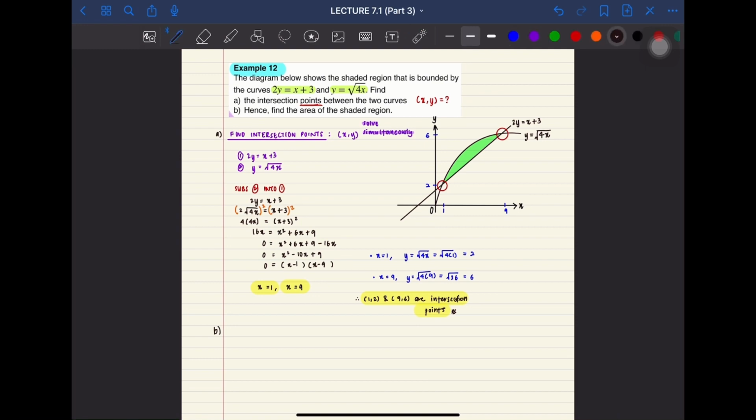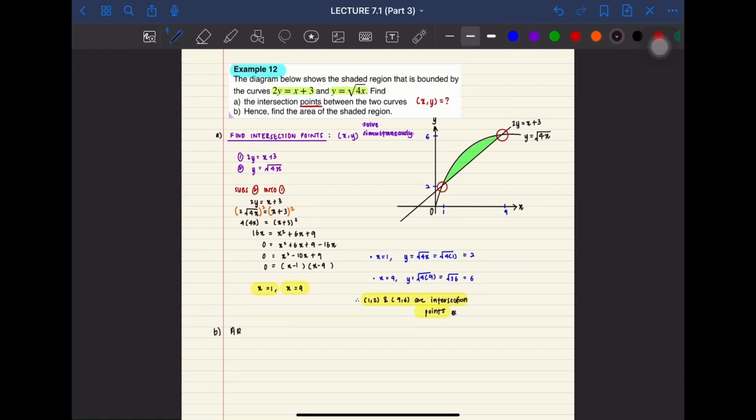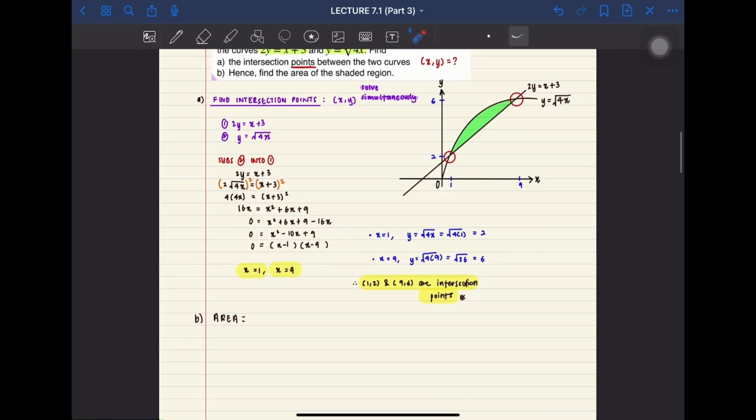Okay, so area. So area ada dua formula. So atas tolak bawah ataupun kanan tolak kiri. Okay, so yang mana lagi tepat is actually kita akan pakai, cuba tengok limit dia 1 sampai 9. So 1 sampai 9. Okay, betul kawasan dia, betul. 1 sampai 9 memang area yang kita nak cari. So boleh pakai atas tolak bawah.